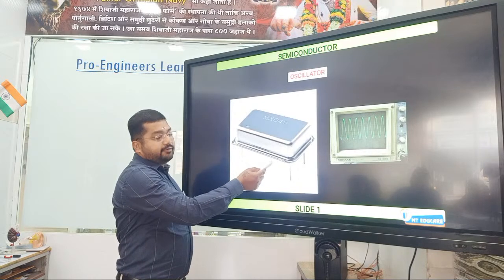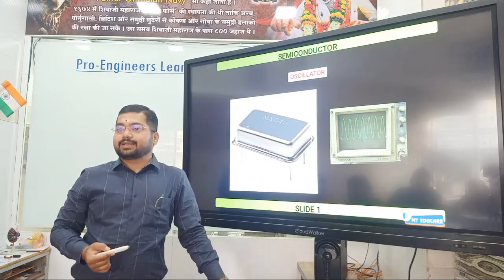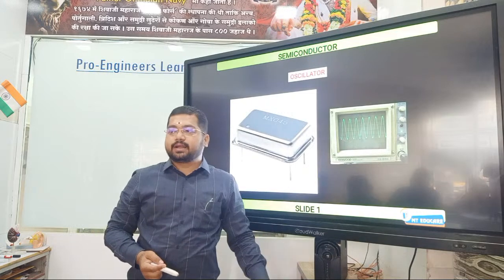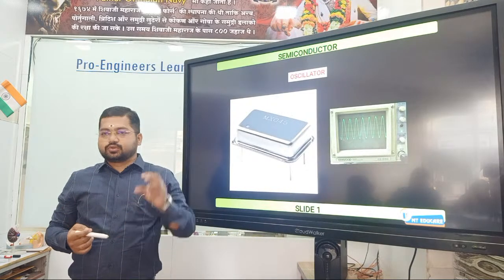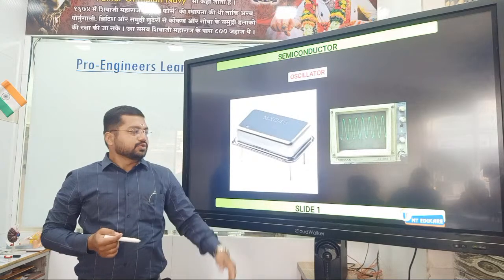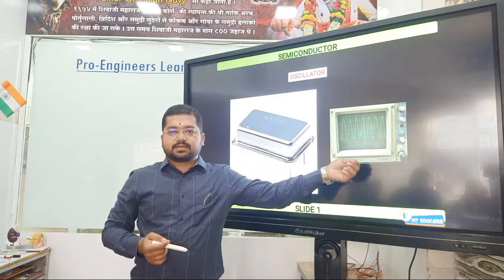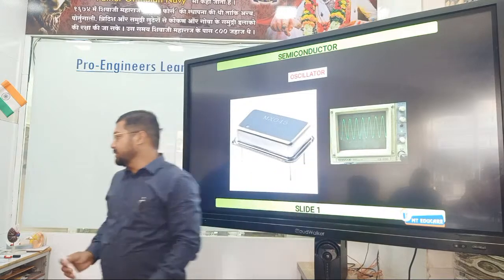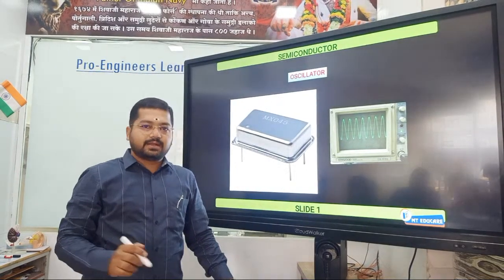If we connect this oscillator to a CRO, the cathode ray oscilloscope, which is used to represent the frequency, it will give such type of oscillations.